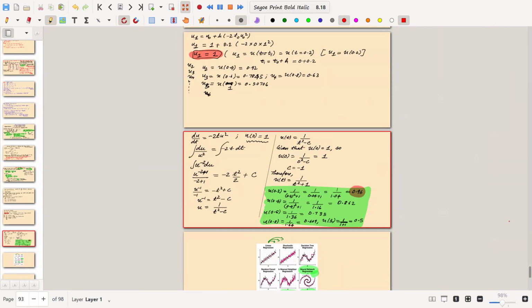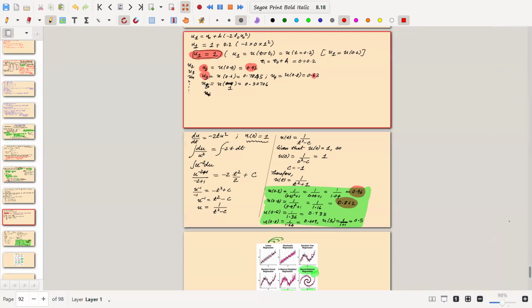Now u2, let us see. u2 you got 0.92. Here u2 you are getting 0.862. So you see the error is 0.06. The error increased. First step the error was 0.04. Next step the error is 0.06. I guarantee that the error will increase even more in further steps.